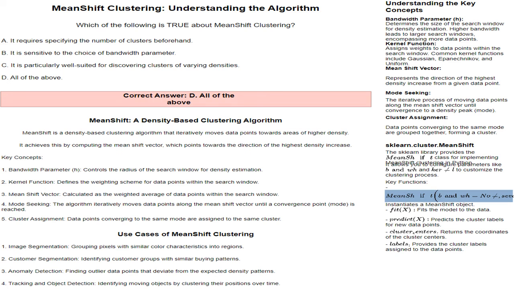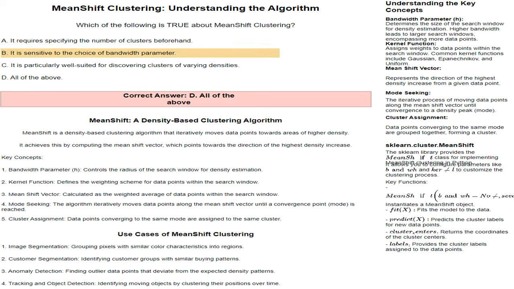Instead, it identifies clusters based on the density of data points. This is highlighted in the text. Mean shift is a density-based clustering algorithm that iteratively moves data points towards areas of higher density. B.